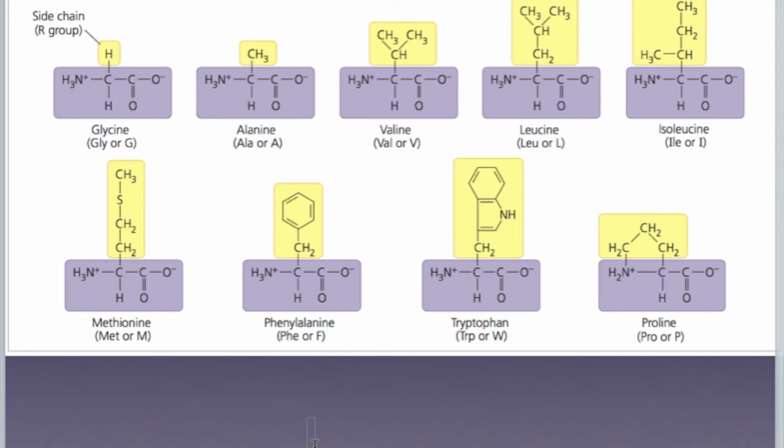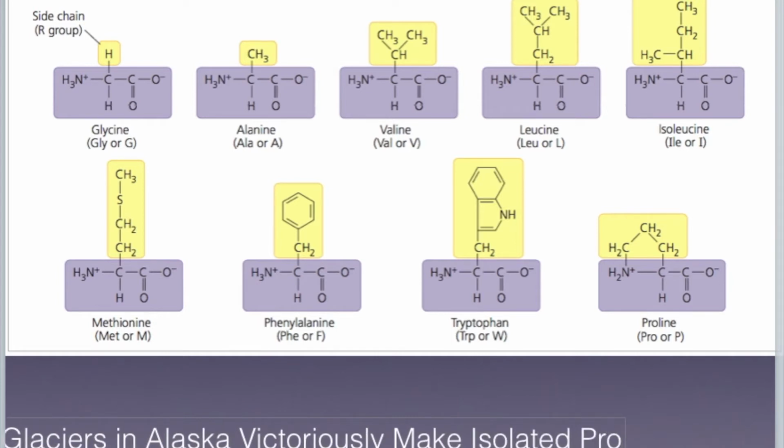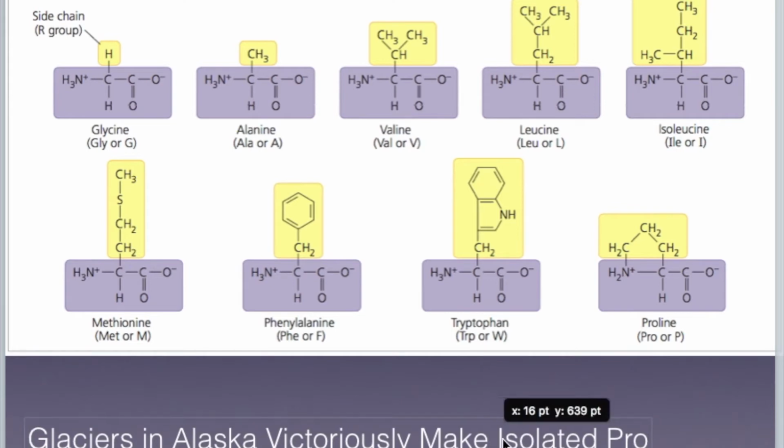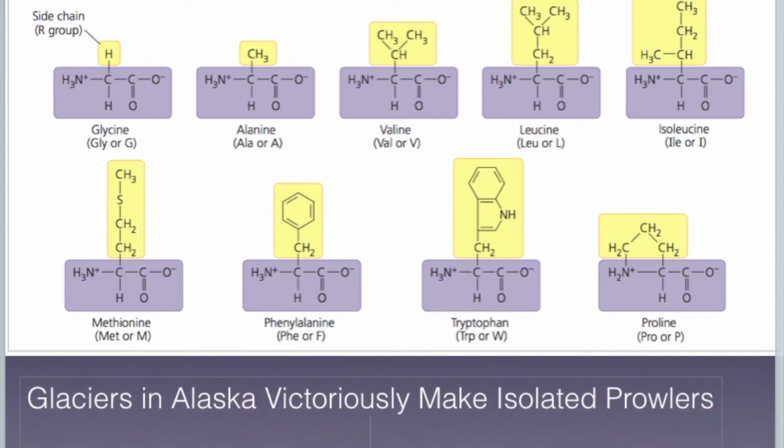So we start with: glaciers in Alaska victoriously make isolated prowlers lose their phobia.